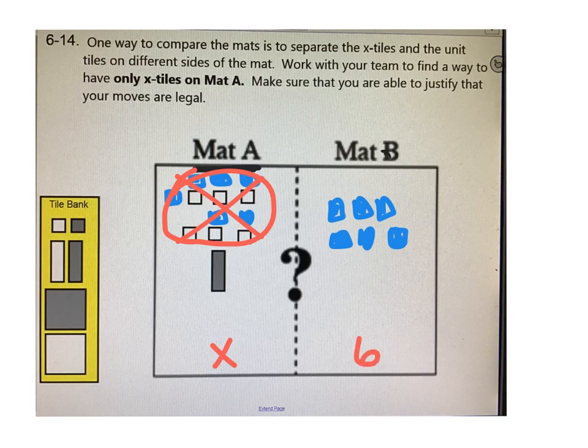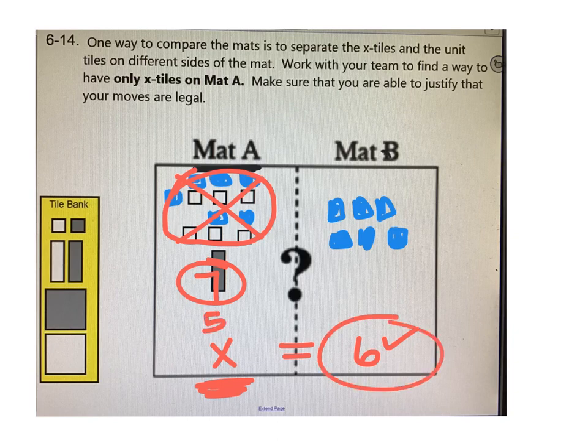Okay, now it's still hard to tell which side is bigger, but I can say, well, if x is 6, they're equal, right? Then both sides would be equal if x was 6. If x was worth 7, then this side is bigger than this side because that's only a 6. If x was only worth 5, then mat B would be bigger. So it's much easier to tell which side is bigger if you get the x tiles on one side and 1 tiles on the other side.